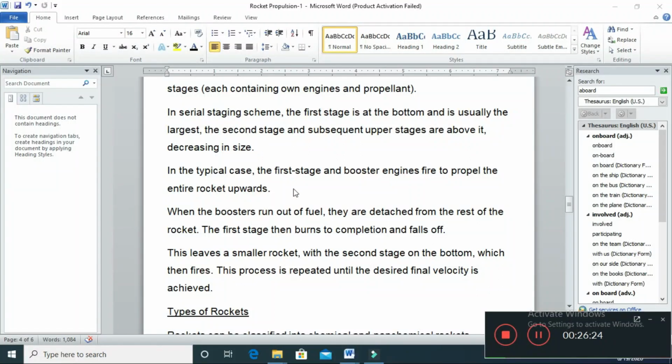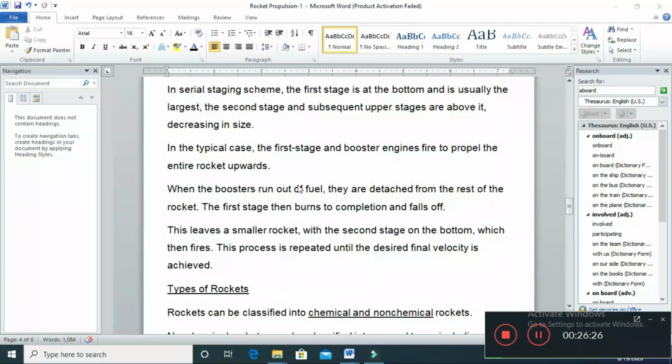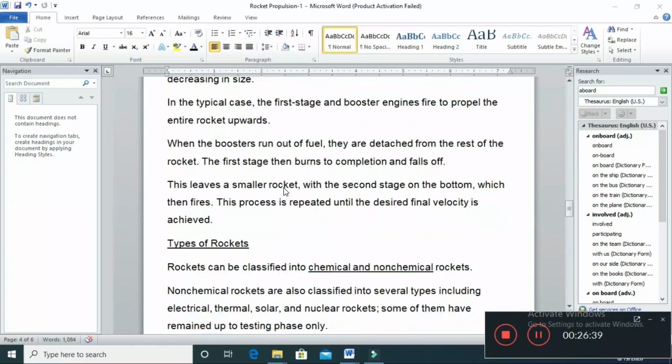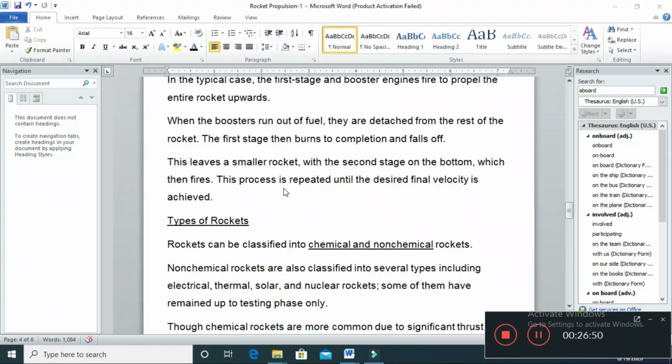First there is a first stage, or booster engines, which cause the initial propulsion. When the booster engines run out of fuel, they are detached from the rest of the rocket, and then the second stage continues. After the second stage, the third stage comes into action, and the velocity is increased through the third stage, and it is continued.